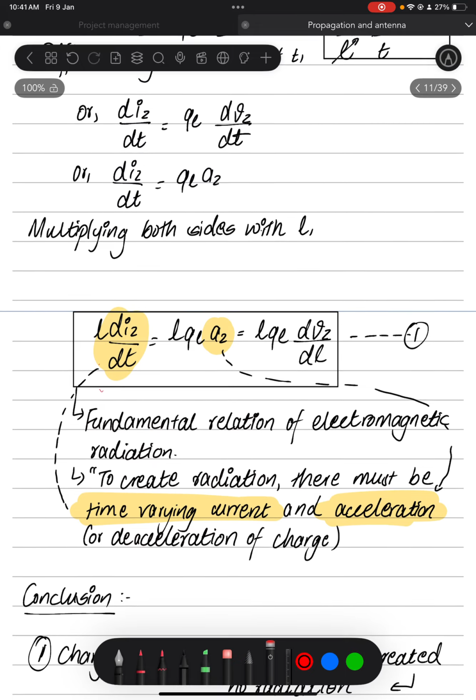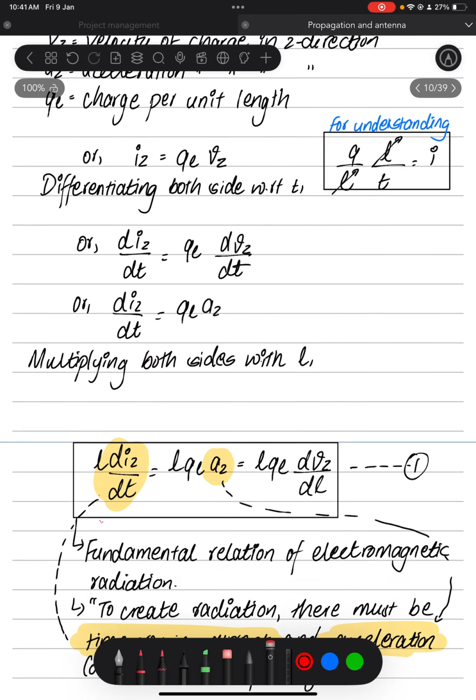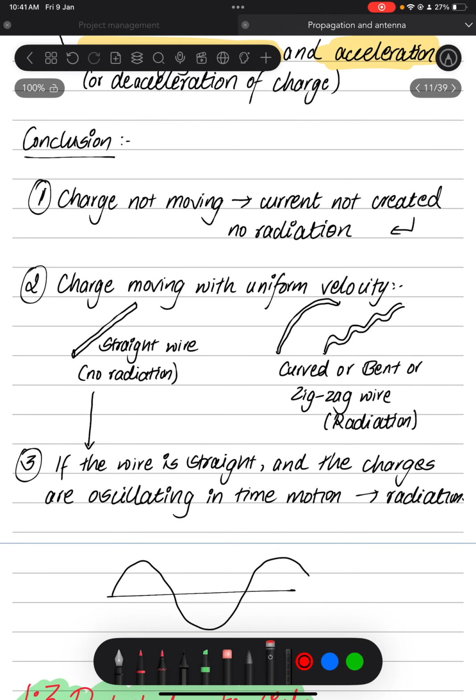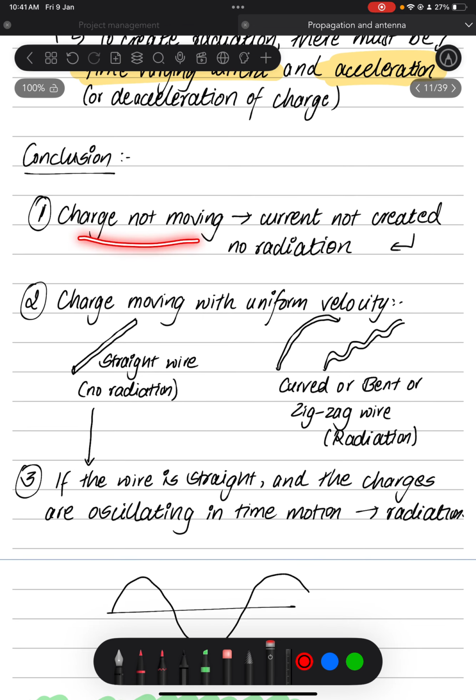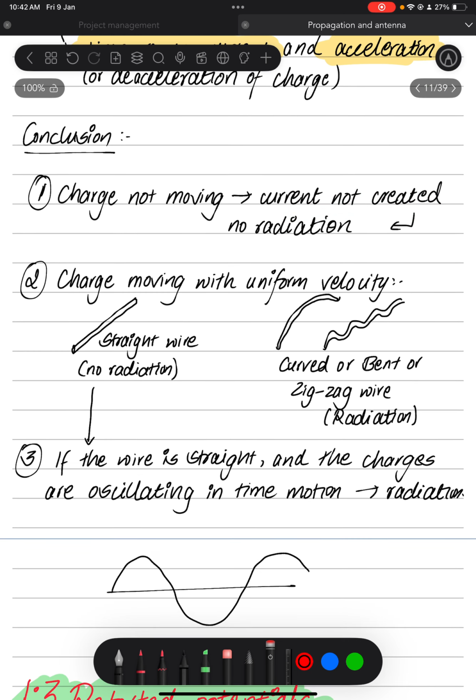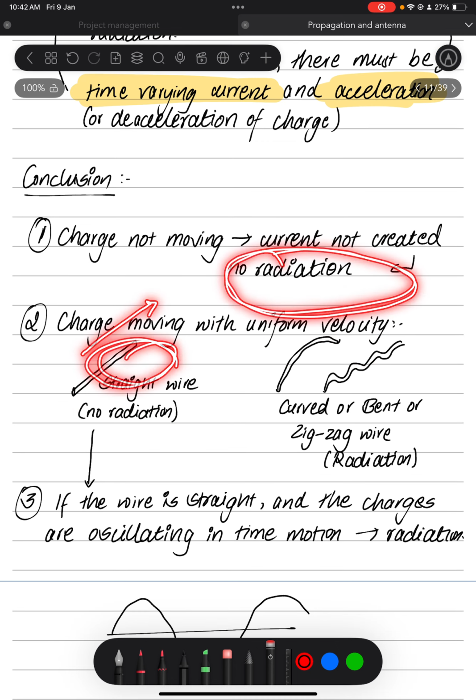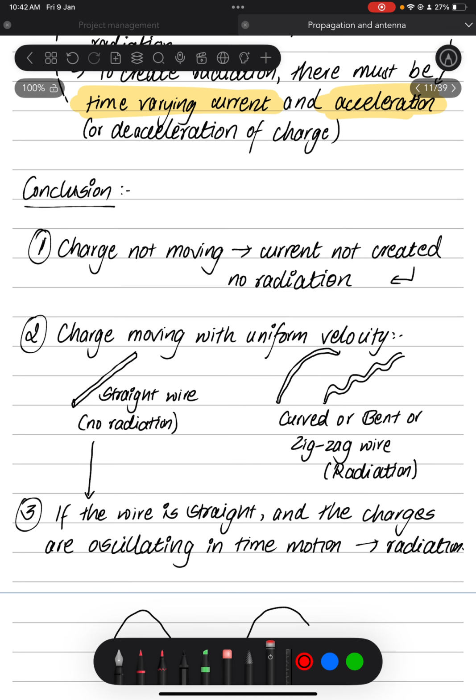But since we've just concluded this, we cannot say that every current-carrying wire radiates. There are certain conditions. If the charge is not moving at all, no current is created, and then there is no radiation. This is simple. But if charge is moving with uniform velocity in a straight wire, there is no radiation, because acceleration also means changing direction, and in the straight wire there is no acceleration since we have just considered uniform velocity.